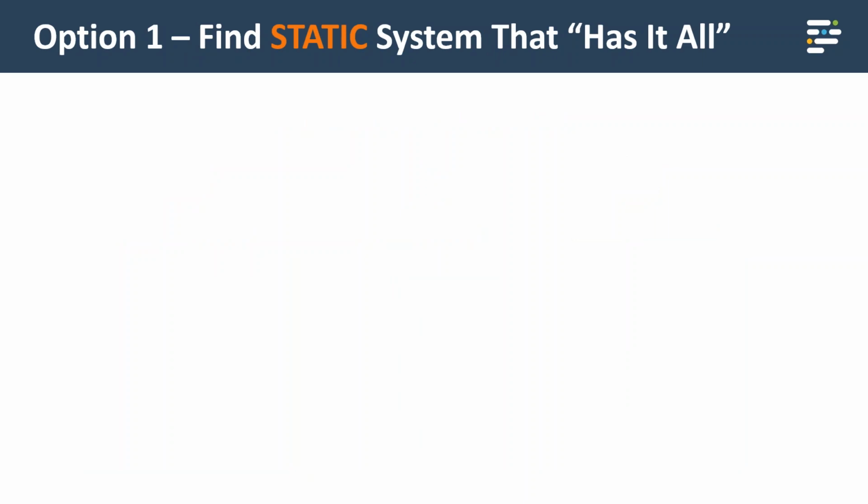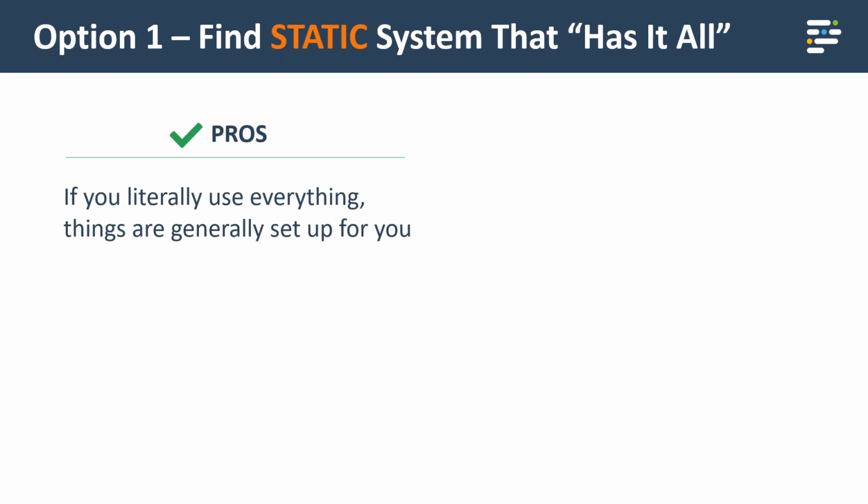The second option, or what I'm going to call option one here, is that you might find a static system that says that they have it all, right? In this case, there are pros and cons of this type of option. From a pro standpoint, if you literally use everything and you don't think you do anything unique, then this system might be a good system for you.